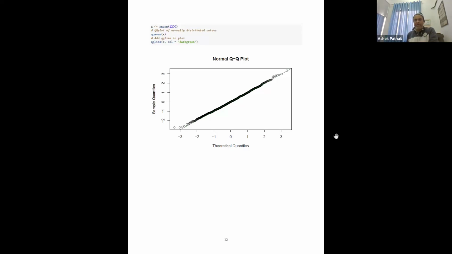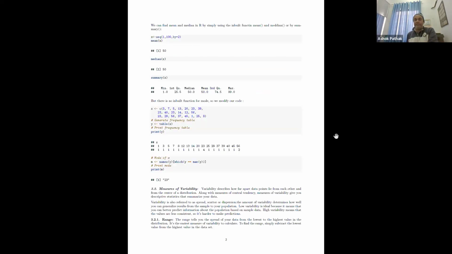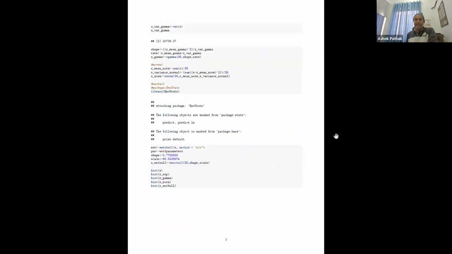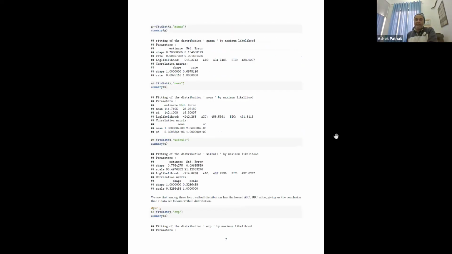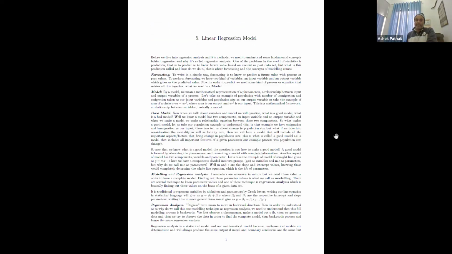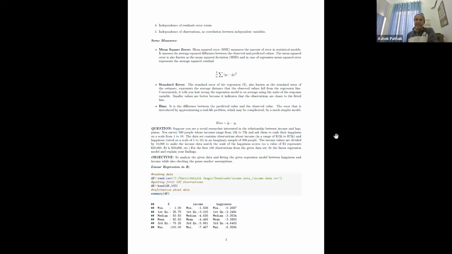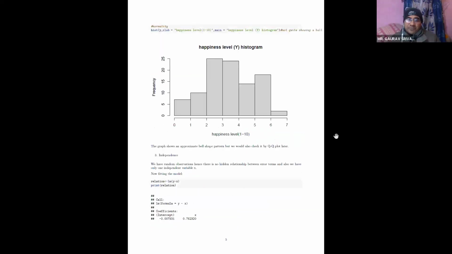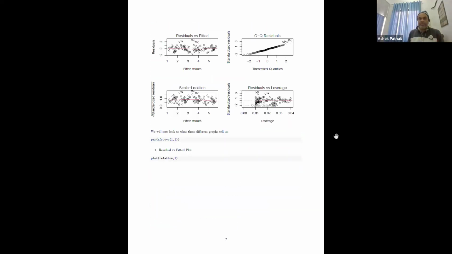And I will say every piece of information is given in this, with theory as well as examples. So this is a complete note for any beginner.